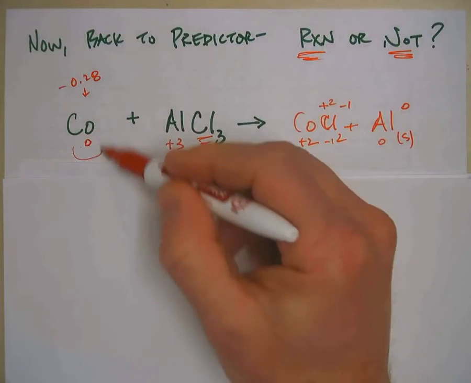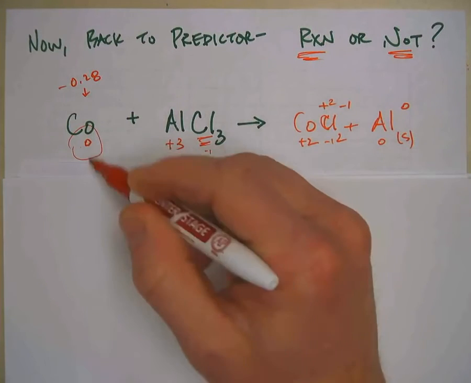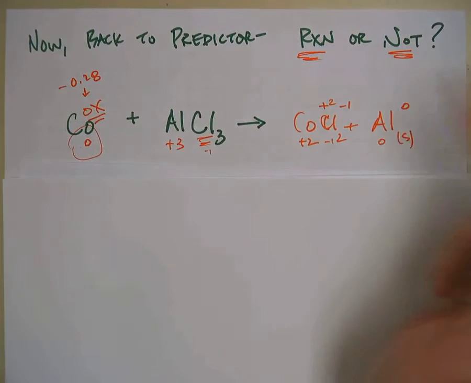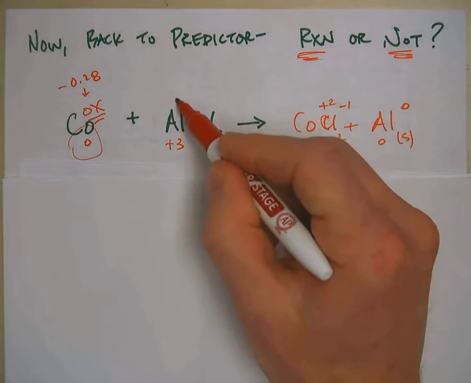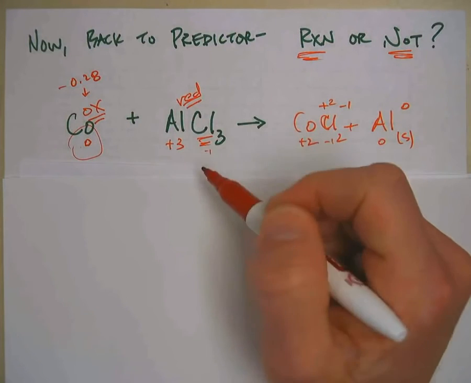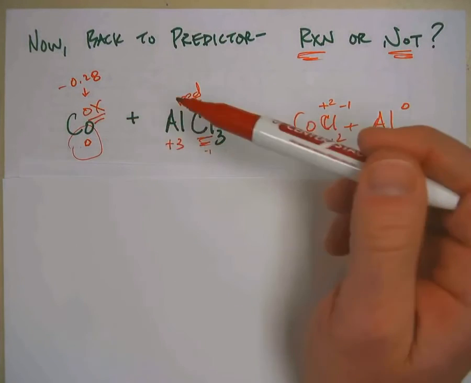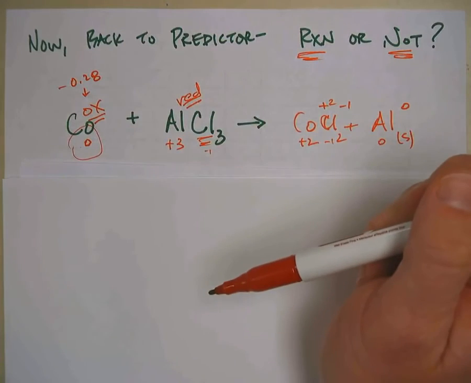What's happening to cobalt? Cobalt's going from 0 to plus 2. Cobalt is being oxidized. What's happening to aluminum? It goes from plus 3 to 0. Aluminum is being reduced. To decide whether or not cobalt can be a reducing agent for aluminum, let's look at the chart.